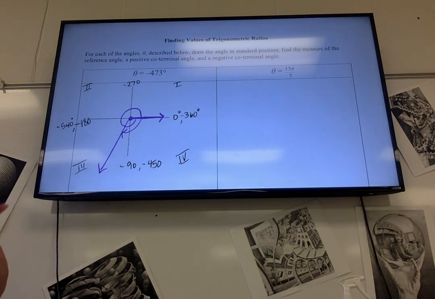Any questions on how we drew that? That's negative 473. That's theta. Then, find the measure of the reference angle. The reference angle is always the acute angle that goes from the terminal side, which is where it ends, that orange side, to the x-axis. So there's a reference triangle. The reference angle, I'm going to call it theta prime.